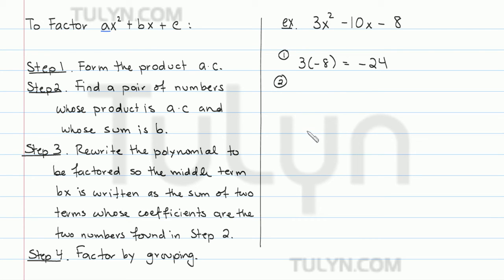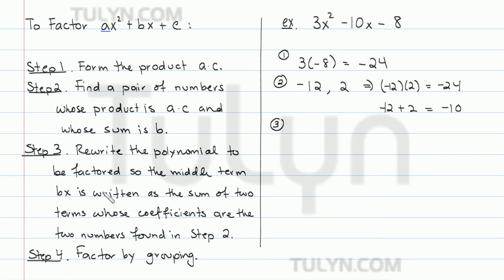Let me erase all this stuff and just write the result of step 2, which is -12 and 2, because when you multiply them, it gives you -24, and then when you add them, -12 plus 2, it gives you -10, which is what we wanted, right?